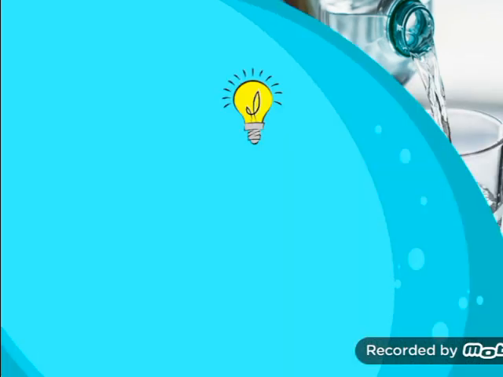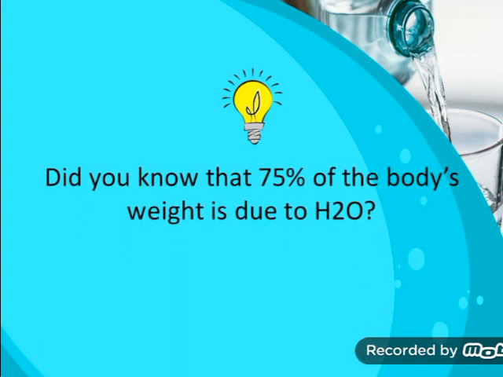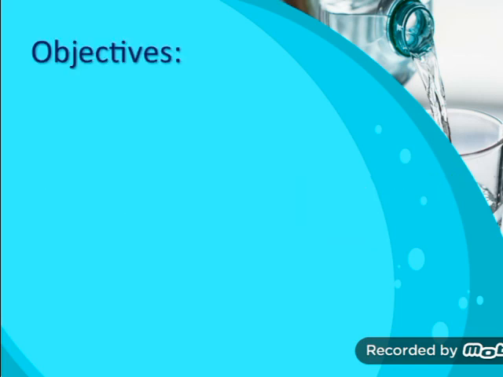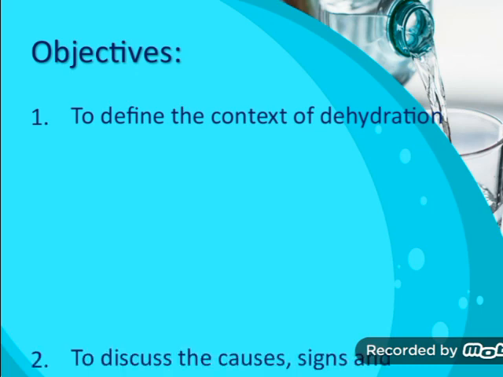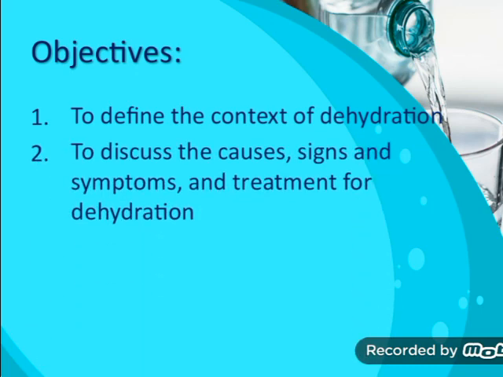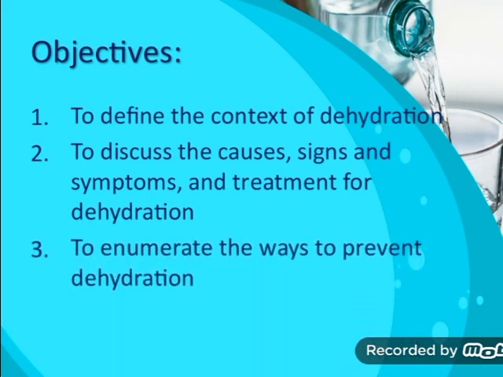Before anything else, I'm going to leave you with a food for thought to ponder on for the rest of the discussion. So the question is, did you know that 75% of the body's weight is due to H2O? At the end of this discussion, you should be able to define the context of dehydration, discuss the causes, signs and symptoms, and treatment for dehydration, and enumerate the ways to prevent dehydration.